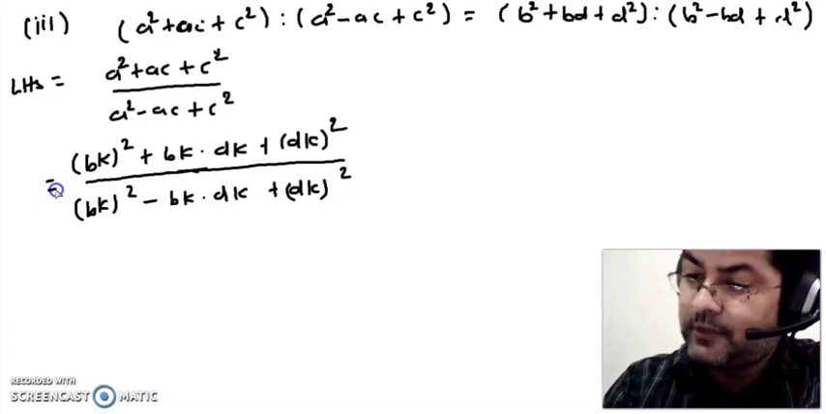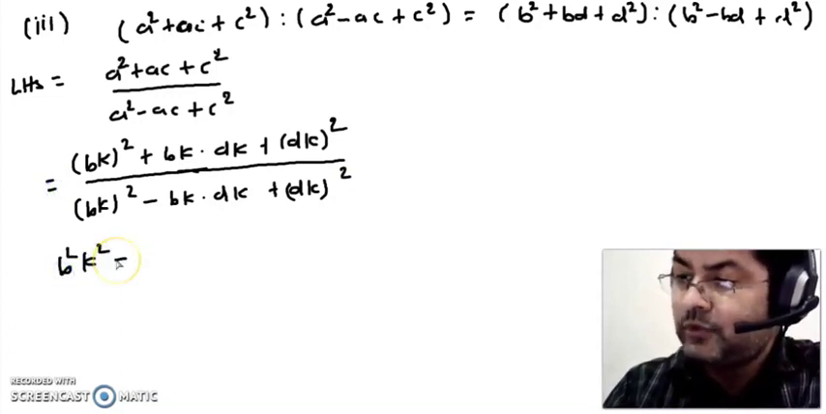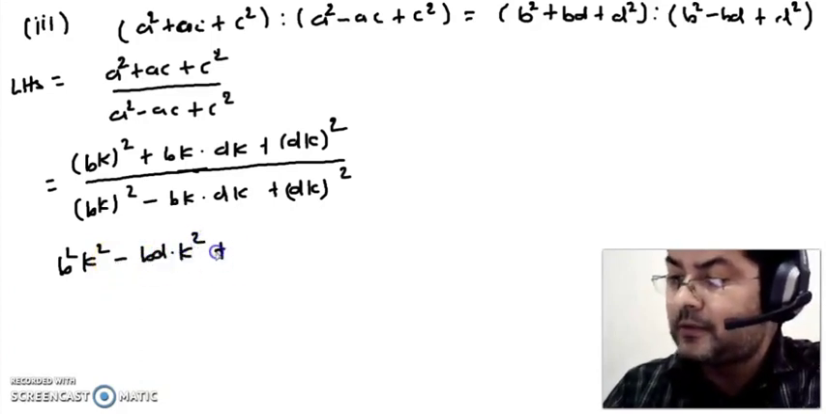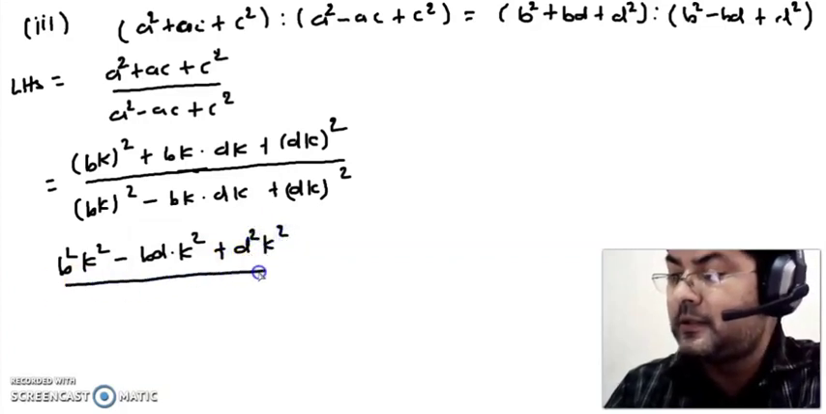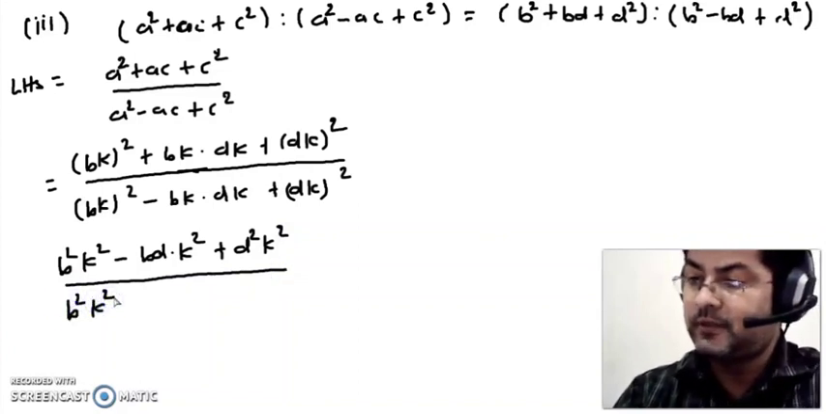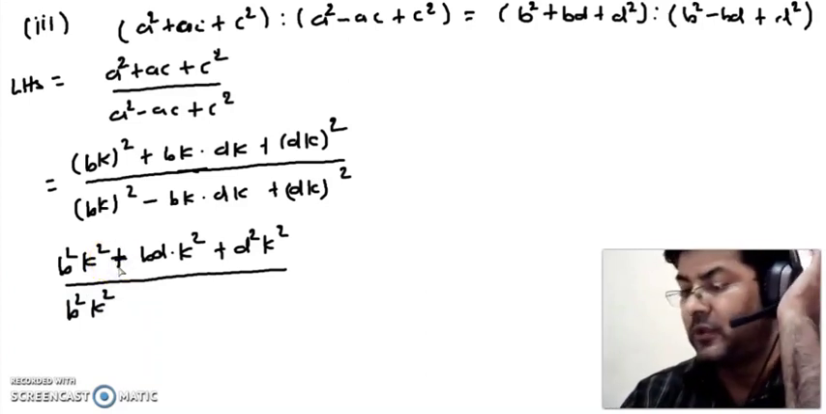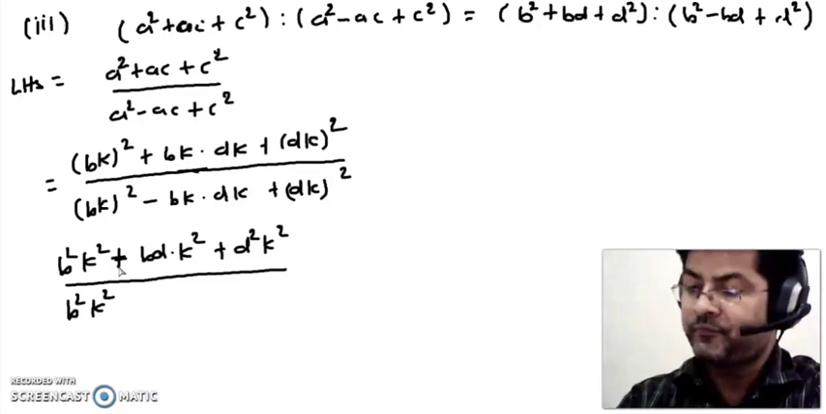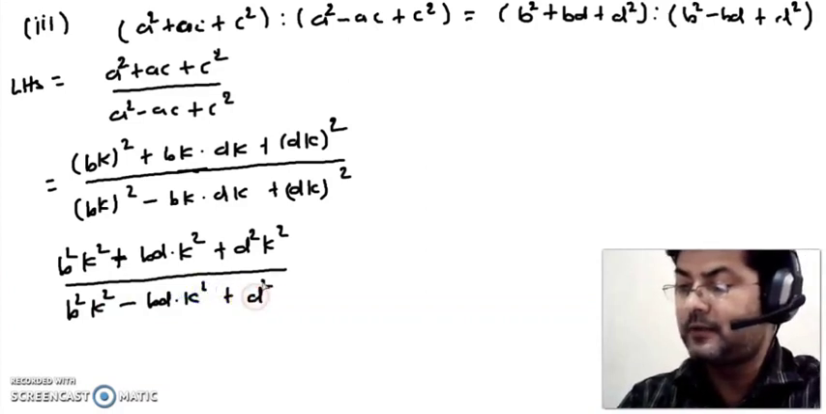Okay, so let us simplify. So we have B square K square minus BD into K square plus D square K square. Numerator we have plus in the middle term, yes or no? In the denominator we have again B square K square minus BD into K square plus D square K square.